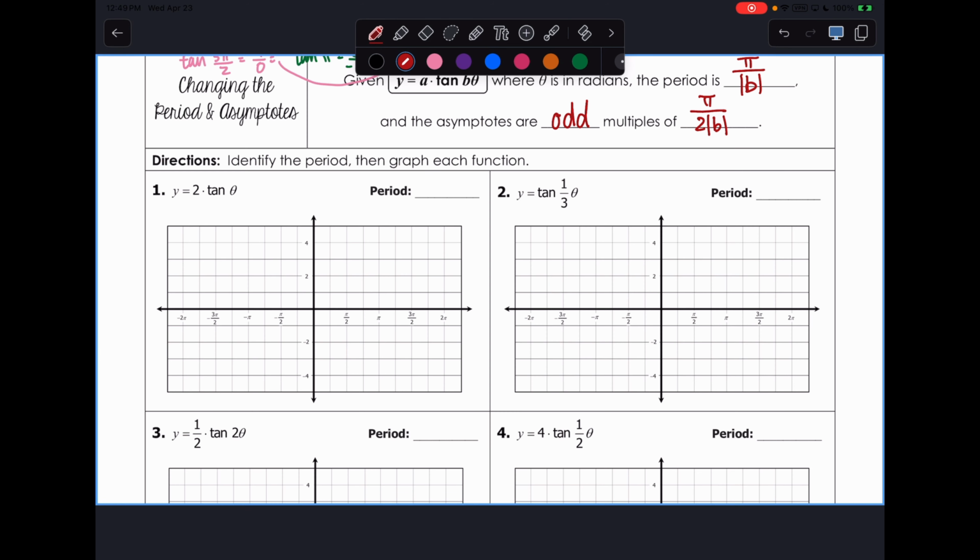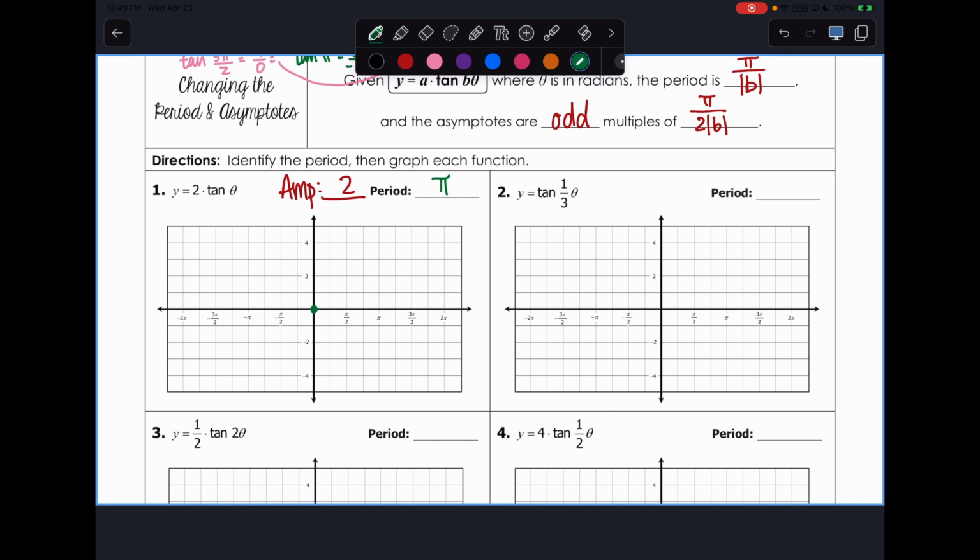What's the amplitude? 2. Amplitude is not the asymptote, okay? What's my period? Pi divided by b. What's my b? 1. So what's pi divided by 1? Pi. So the length between the asymptotes is going to be a full pi. That means the center is going to be half of pi, right? So if amplitude is 2, we'll use that later. Don't worry about this. The center is still going to be the same. Okay, center is still here.